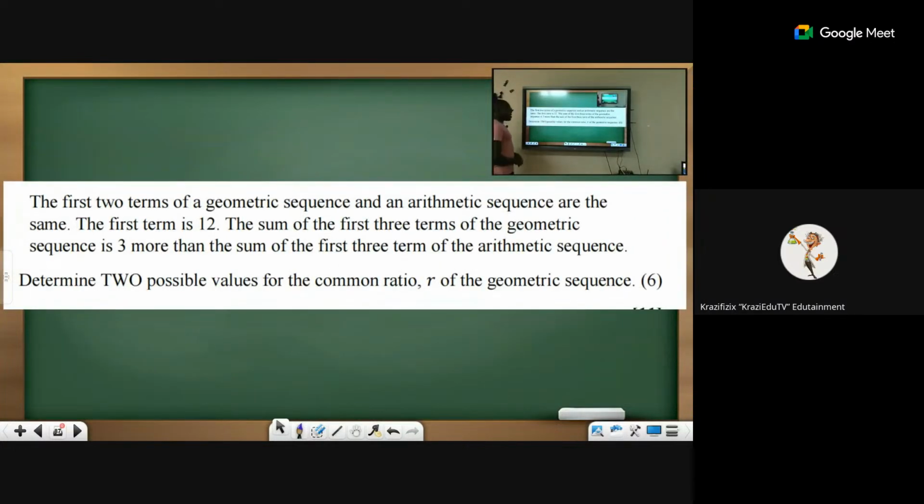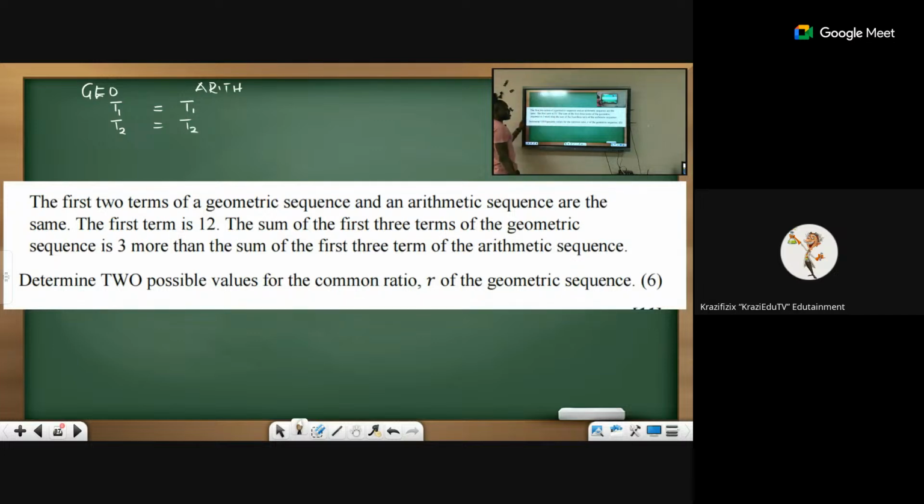Now let's look at this one. We are going to interpret together. It's a long statement. Please take your time. Read through first. The first two terms of a geometric sequence and an arithmetic sequence are the same. Let's stop. The first two terms of a geometric sequence, okay, so we have geo and arithmetic. They are telling us that T1 here is the same as T1 there. T2 here is the same as T2 there. Okay, can you see my interpretation?